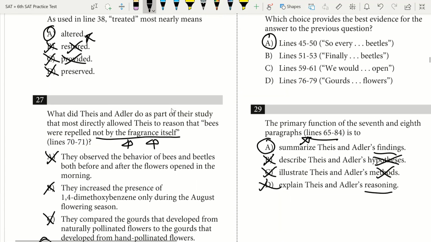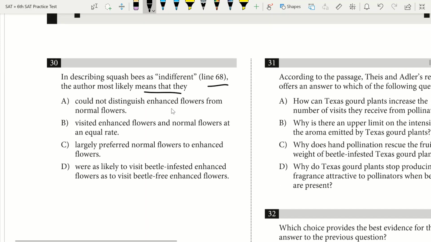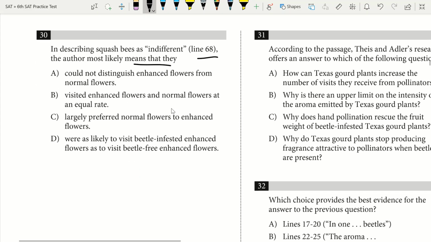Okay, they are neutral. They don't pick one over the other. They have no indicated preference. So we're going to look for an answer choice that says that. We have option A, could not distinguish between enhanced and normal. We don't say they can't distinguish, so A is wrong. B, visited enhanced and normal at an equal rate. Yes, that's showing they're indifferent or do not have a preference, right?